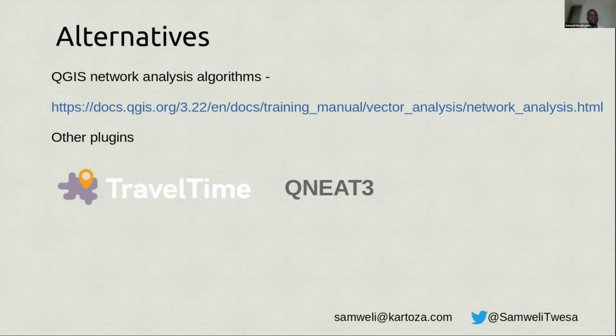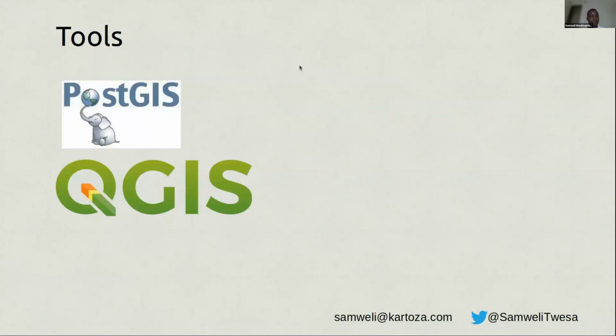For example, there's a network analysis algorithm that you can use to calculate the shortest path. And there's also an algorithm that you can use to calculate time for a single surface area. There are also other plugins. You can see there's a travel time plugin and there's a QNet plugin that people can use. So for this isochrone plugin, all you need is PostGIS and QGIS.